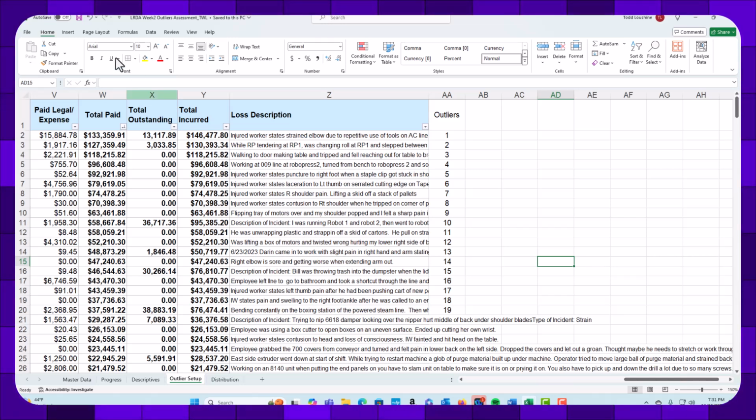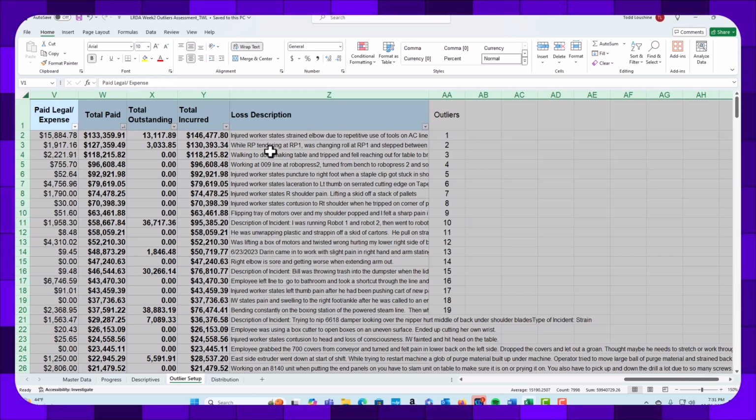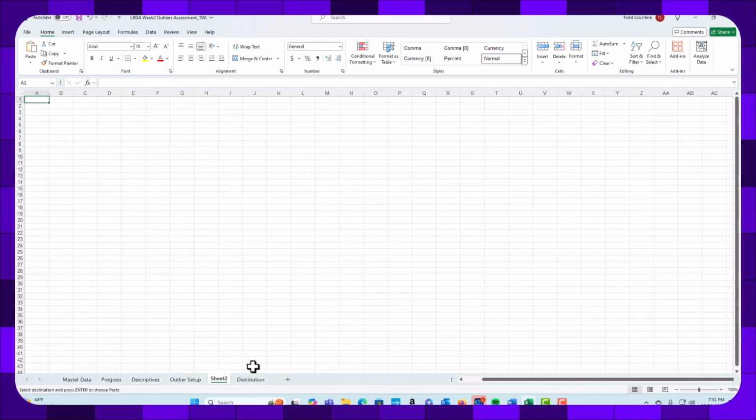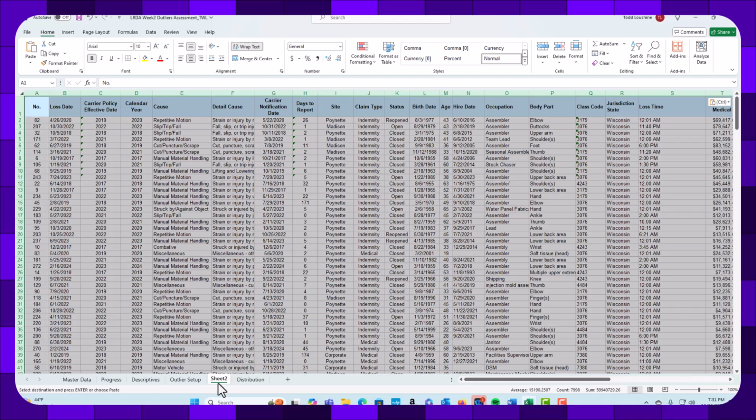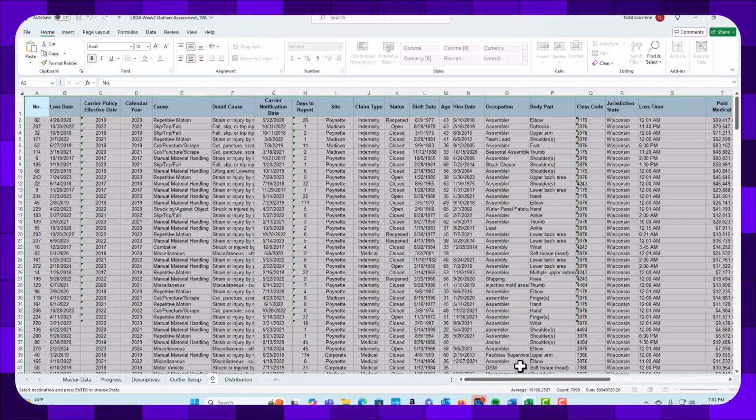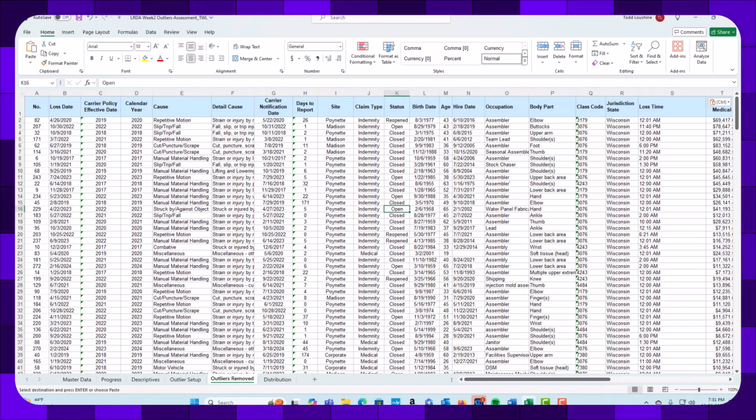All right. So what I'm going to do is copy and paste this to a new one, and this is going to be outliers removed. All right. Oh, I got to zoom it in for you.